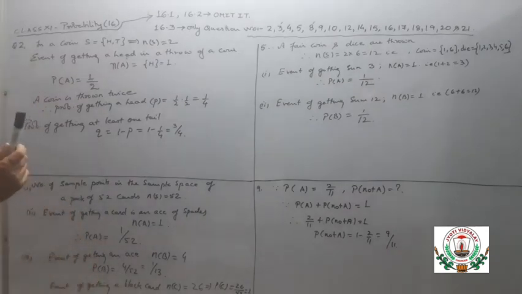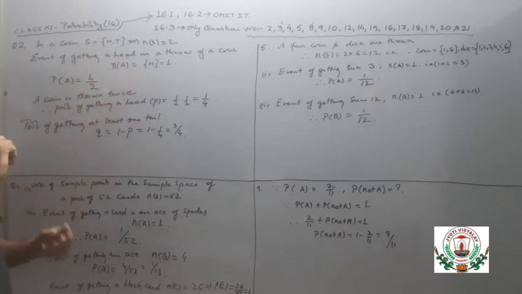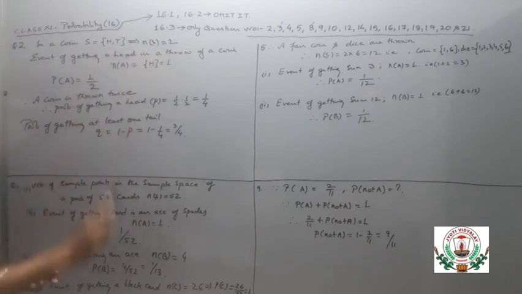Now question number 2. It is given that a coin is tossed twice. Two coins are not tossed at once. Here a single coin is tossed 2 times. So in a coin we have only 2 possible outcomes, head and tail. So our sample points are head, tail, n of S will be 2.